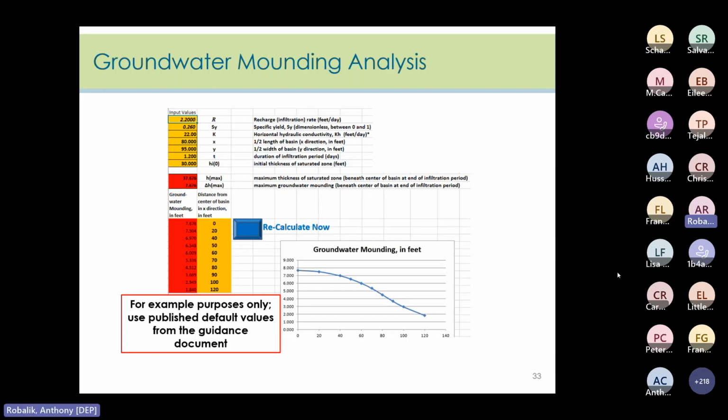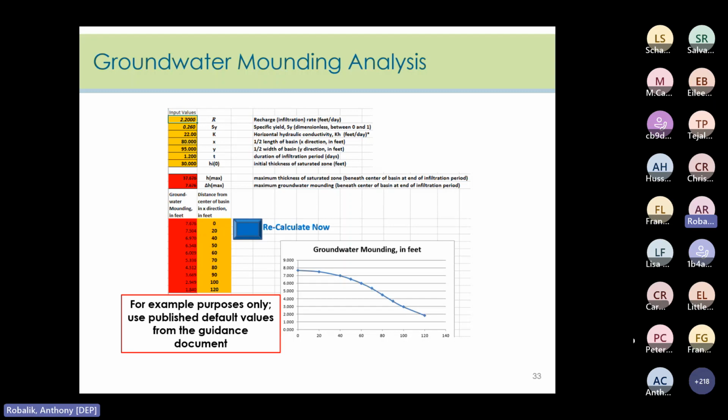So next are the dimensions of the basin. Keep in mind when using the spreadsheet, you use half the X direction, half the Y direction, not the full basin length and width. Duration of infiltration, they put 1.2 days. Initial thickness of the saturated zone, they used 30 feet.